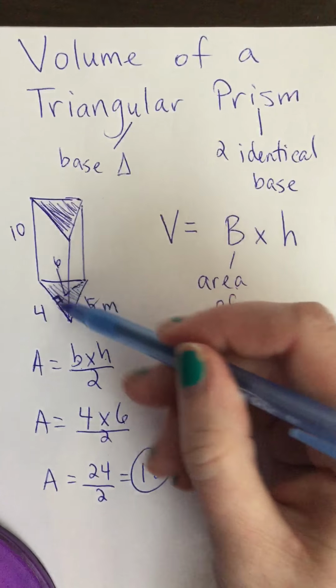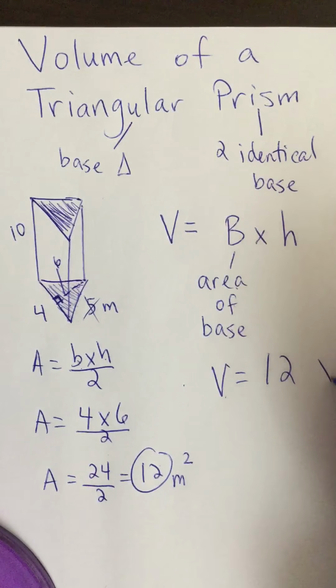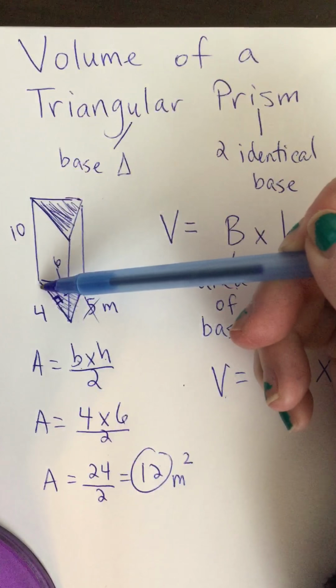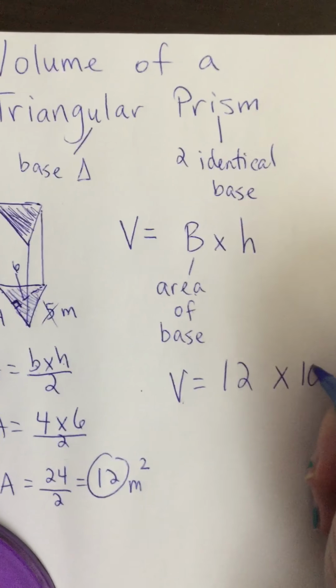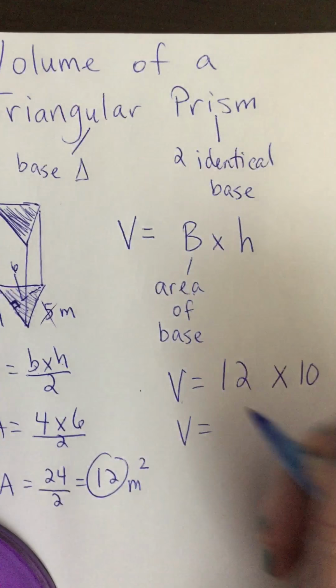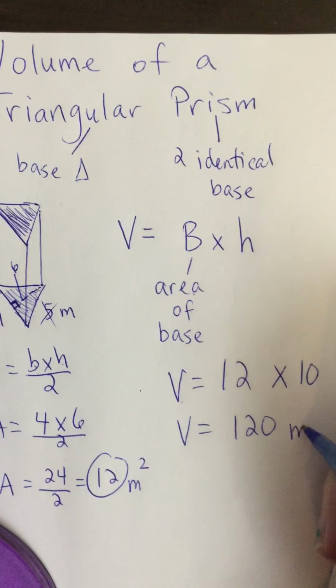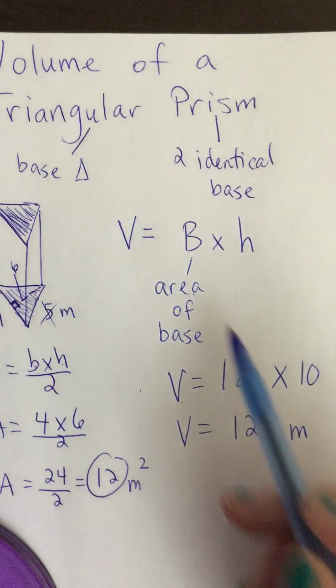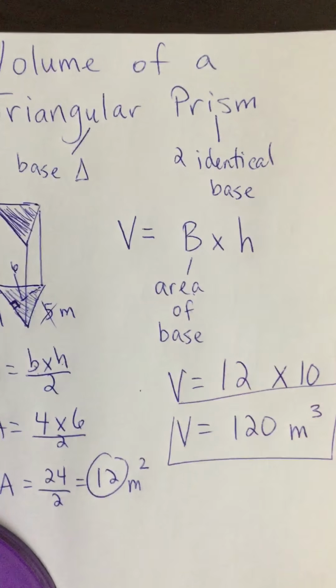Well, the area of this whole base was equal to 12. So we're going to do 12 times, and then how tall was this prism? It was 10. Okay, so volume equals 12 times 10 is 120. Now you need the unit, it would be meters, and volume is length times width times height, so it's going to be cubed. It's going to be to the 3rd power. And that's it.